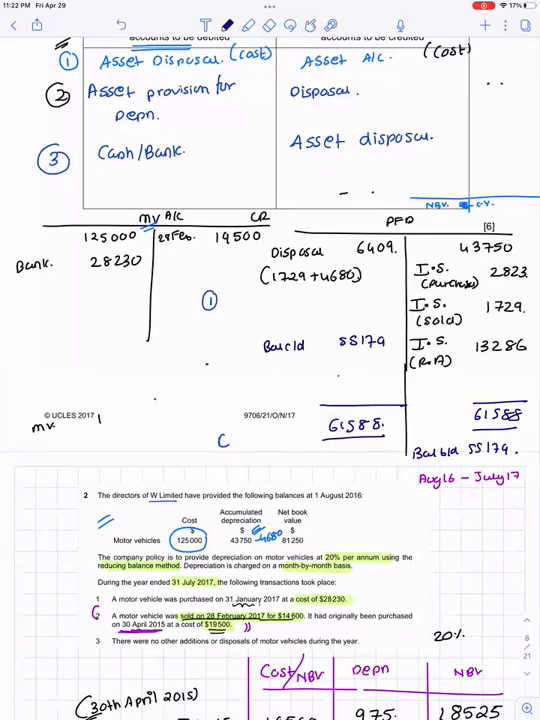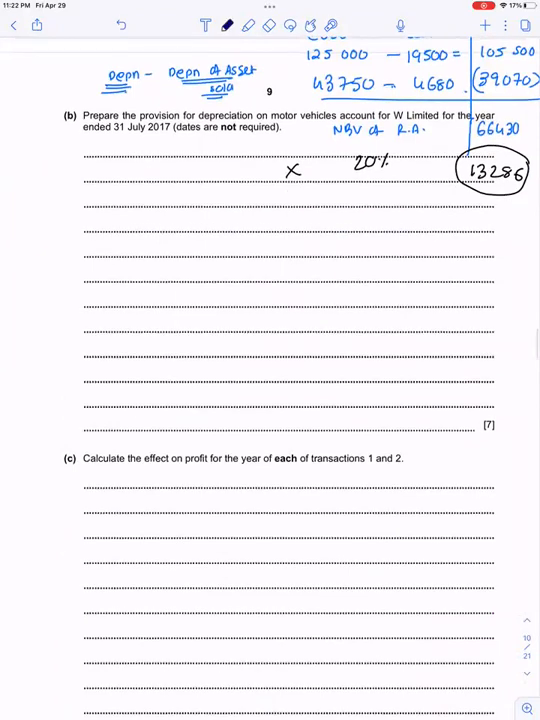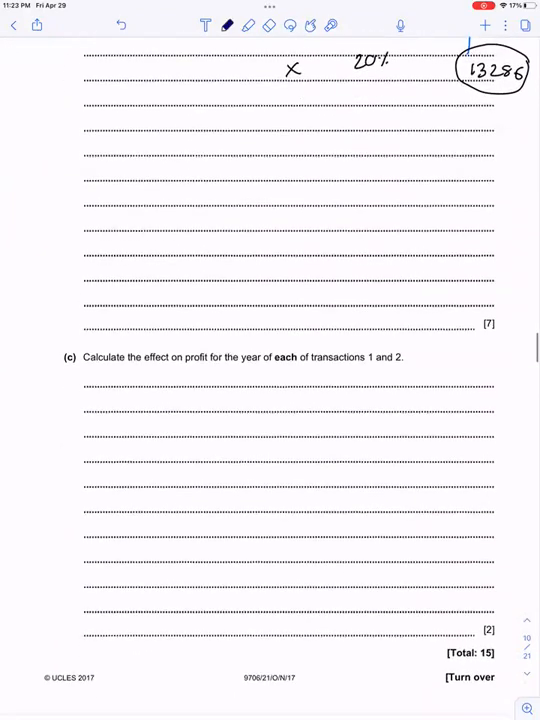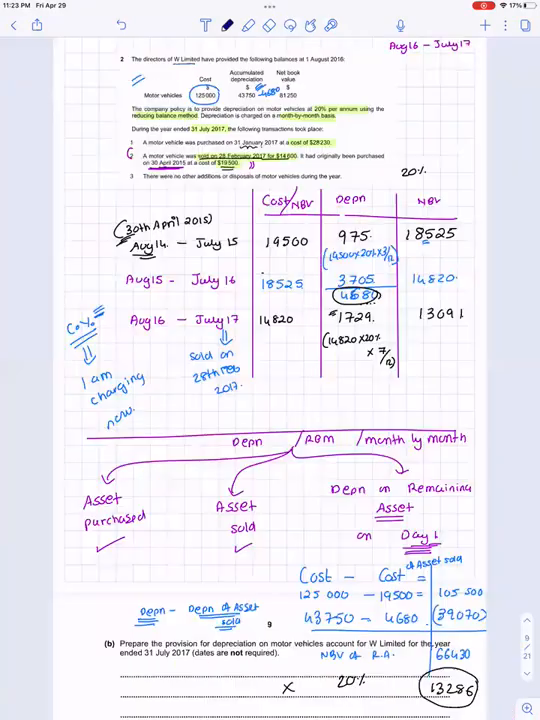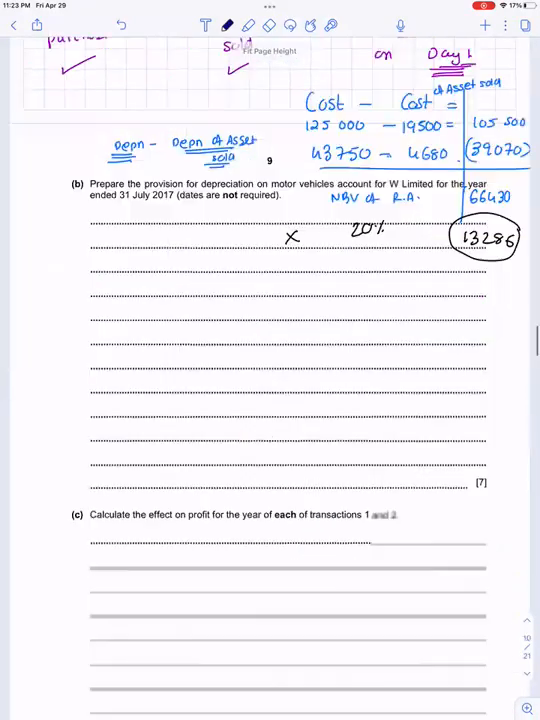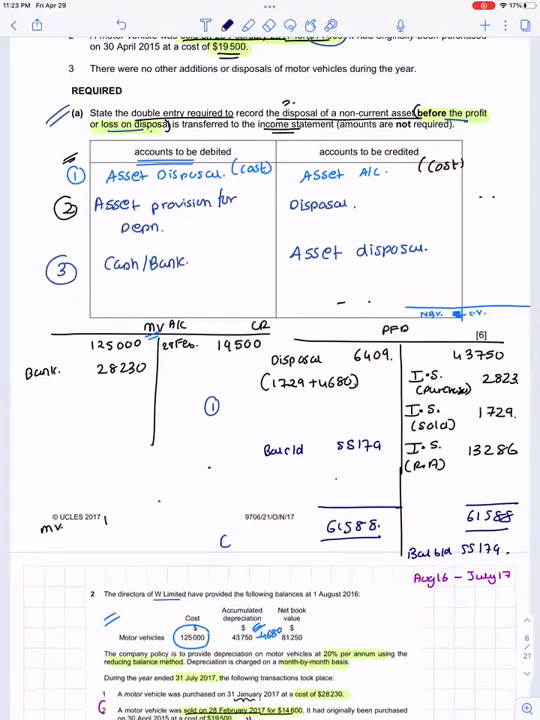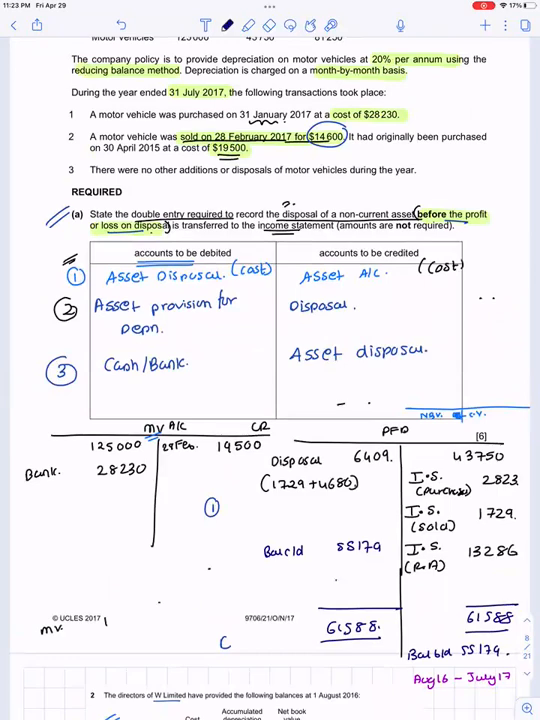Are you with me? Yes. I'll do the theory of this part and then you all can practice this again once more without me. Effect of profit for the year for transaction 1 and 2. What is my transaction 1? Motor vehicle was purchased.